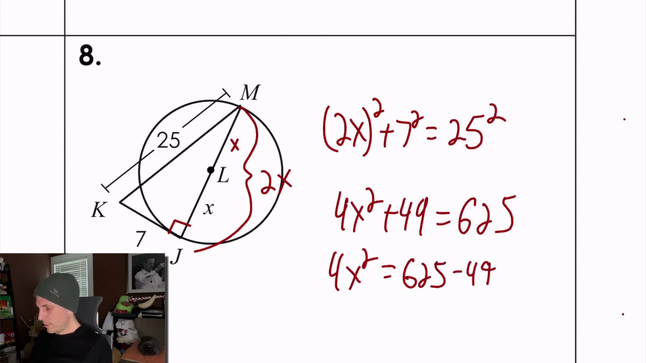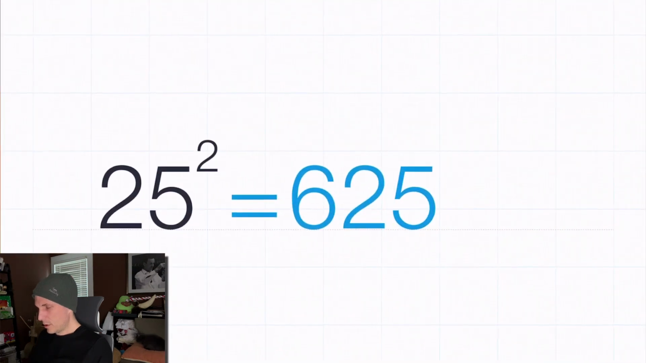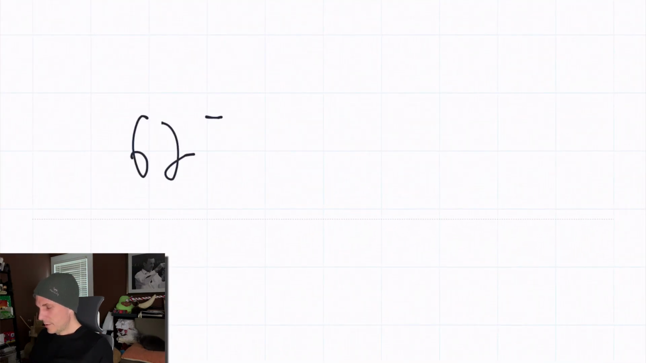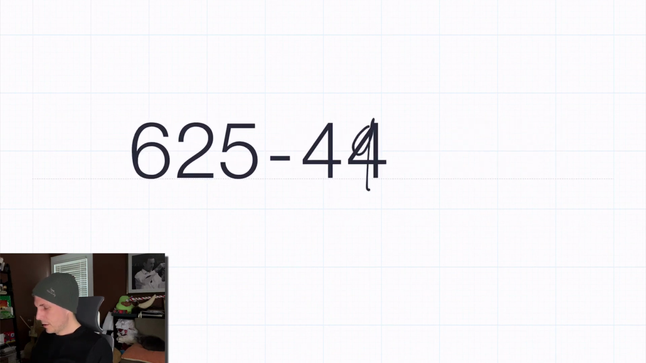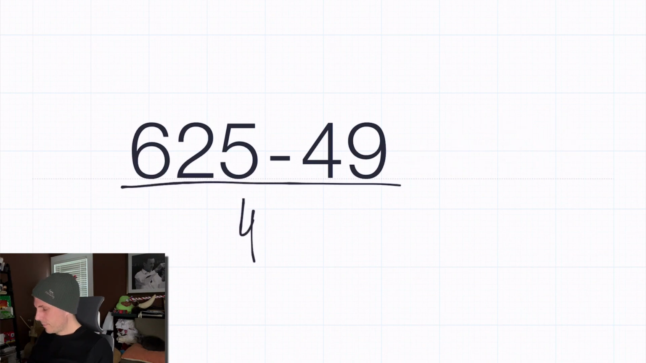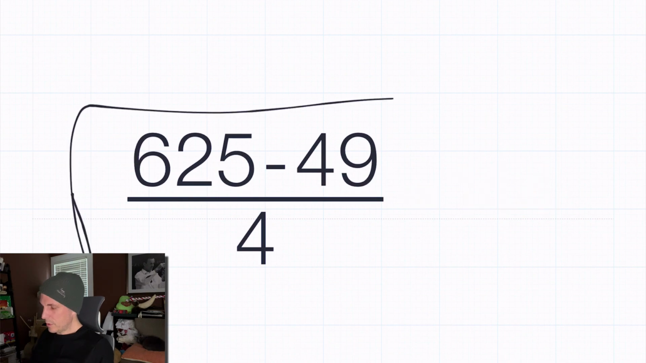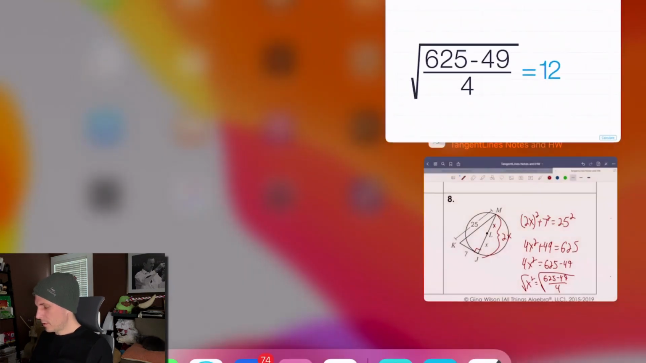Divide both sides by 4. So 625 minus 49, all divided by 4. And then ultimately we're taking the square root of that. Let's make sure that computes. That's 144. Oh, awesome. So the square root of 144 is 12.